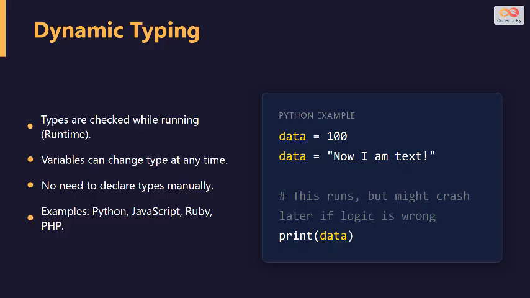Now let's look at dynamic typing. In languages like Python, JavaScript, or Ruby, type checking happens at runtime while the program is executing. You don't need to declare types. You can create a variable with a number and then change it to text on the next line. The computer figures it out on the fly.